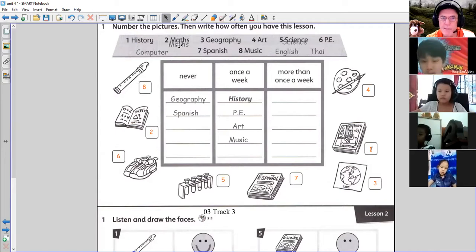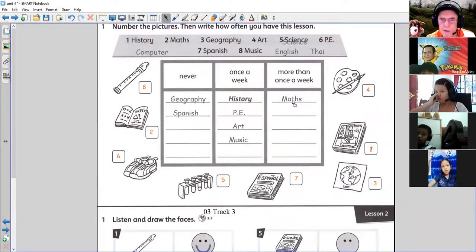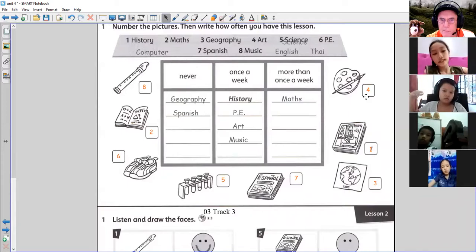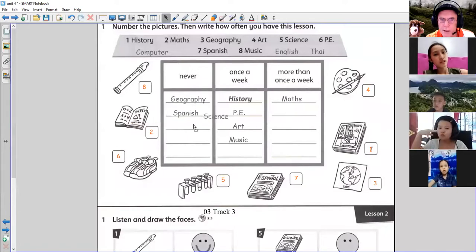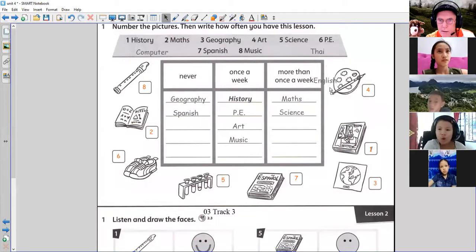Math. How many times do you study maths? Four. Okay, and what else? Science. How many times do you do science? Two. One. Okay. One? If you only do it one, it goes here. Two. If it's two, it goes here, all right? Okay, what else? Come on, English. How many times do you study English in a week? Four times. Well, four times with teacher Cam, isn't it? And maybe with another teacher also.